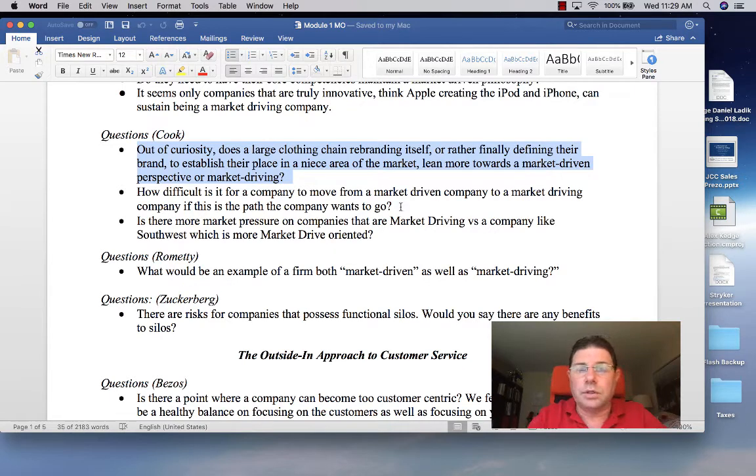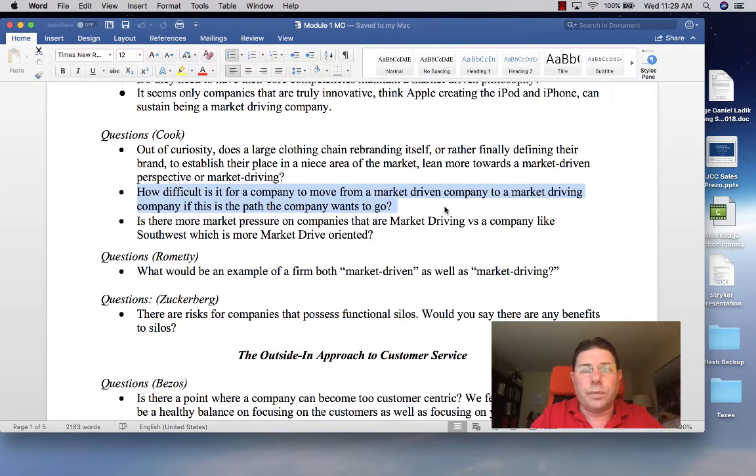Zara is pretty interesting. They use data to make decisions. They use data to decide which clothing, they'll bring clothing in for 2 weeks, look at the data, and decide how much more of that clothing they're going to bring in or not. And then within a week, they can manufacture it, ship it, and put it in all the stores. Week to 10 days. That is market driving.